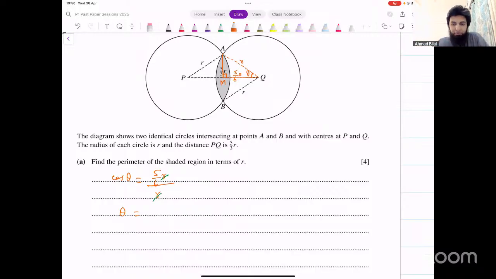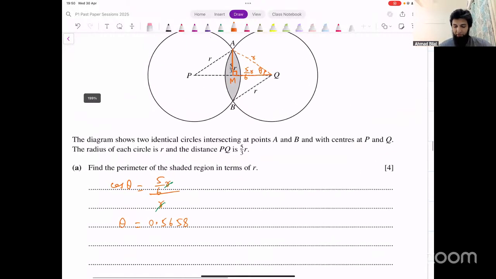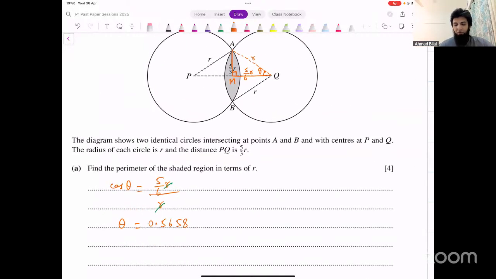Yes? Anyone? 0.5658. Thank you. Theta turns out to be 0.5658. Now, that's the angle that we have here. What we can do is find the complete angle. That's one idea. Find this complete angle, multiply this by 2, and then find this arc length.